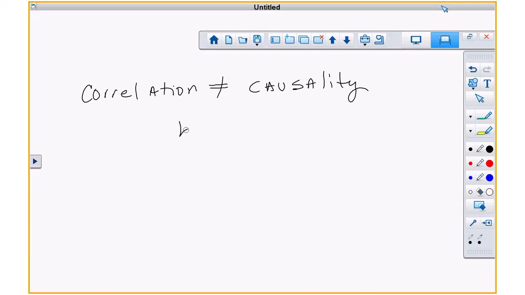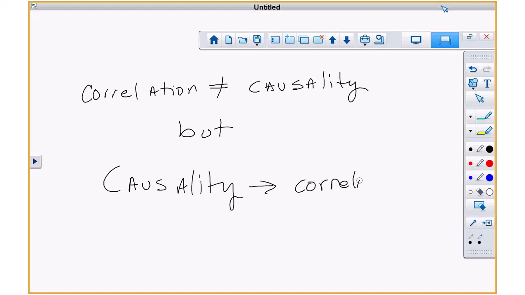But causality always renders what? Causality always renders correlation. What do you mean, Hubert?